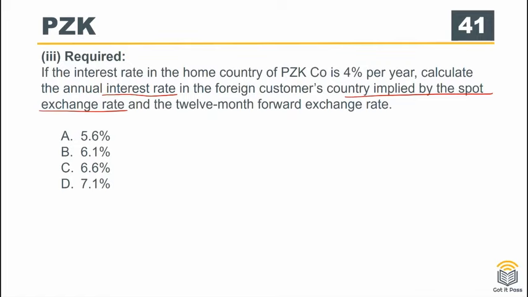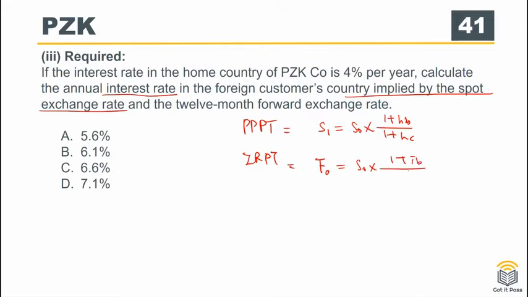There are two formulas. One is PPPT, the other is IRPT. For PPPT, it implies that the future spot exchange rate equals the current spot exchange rate times the inflation of country B and times the inflation of country C. For IRPT, the current forward rate will be the current spot rate times 1 plus the interest rate in the foreign country, over 1 plus the interest rate in the home country.